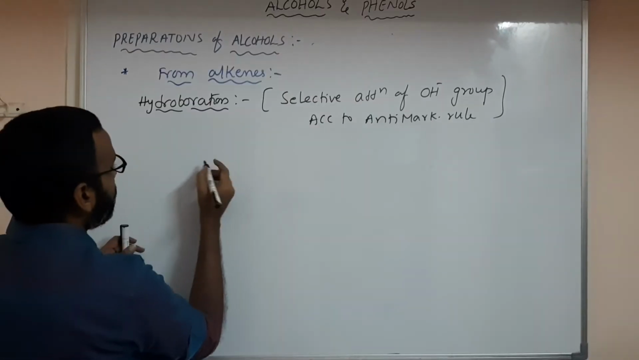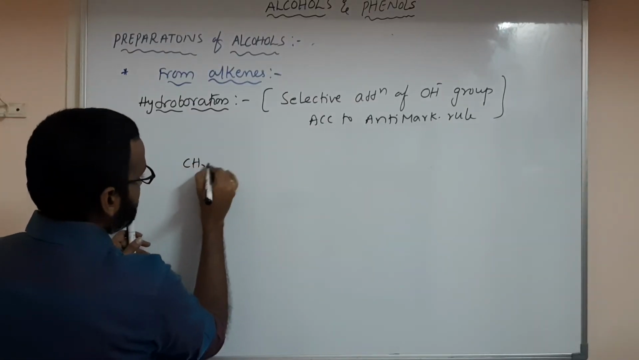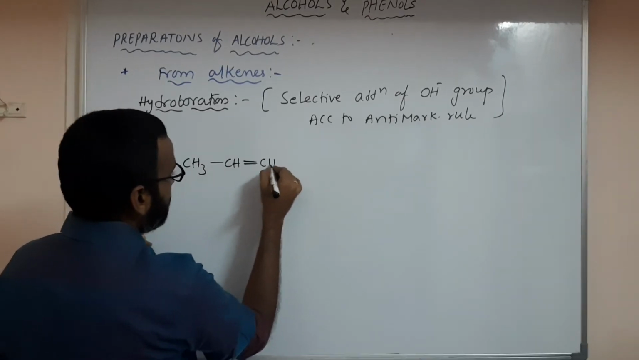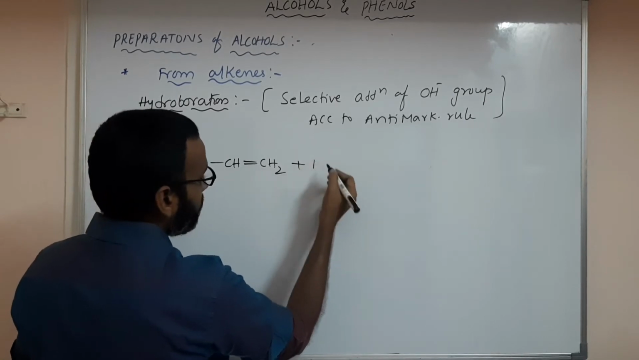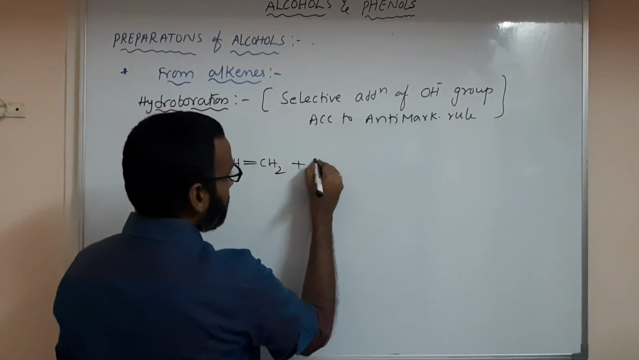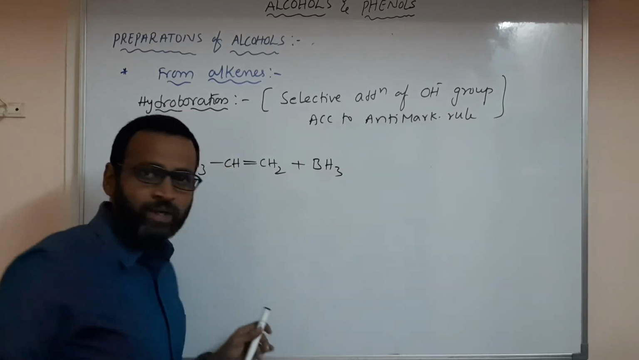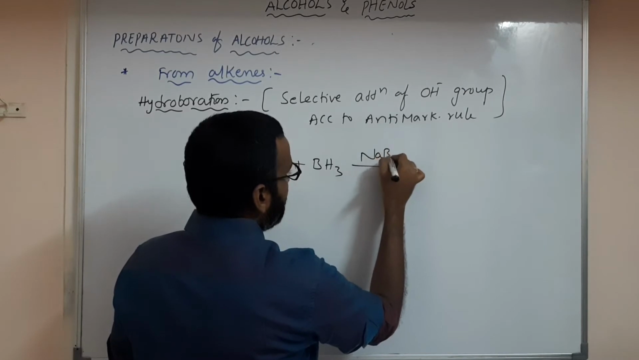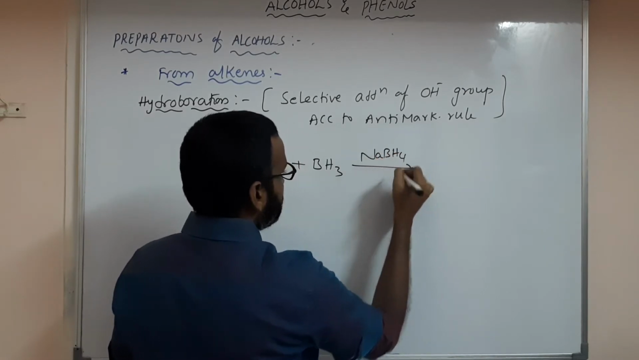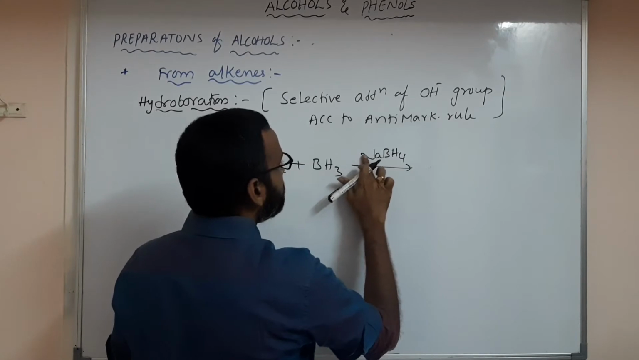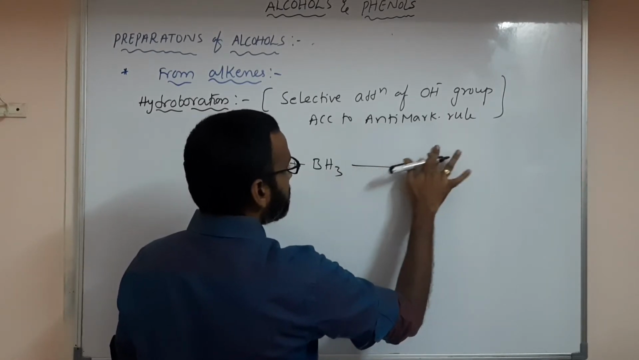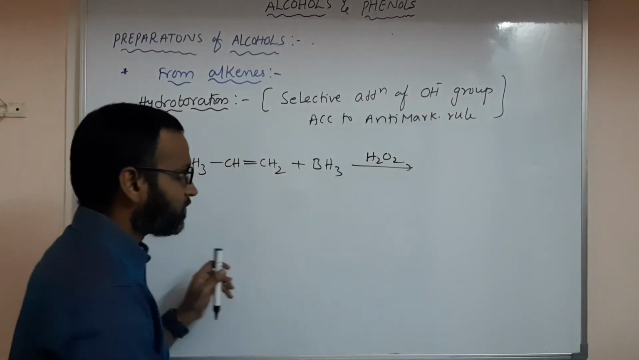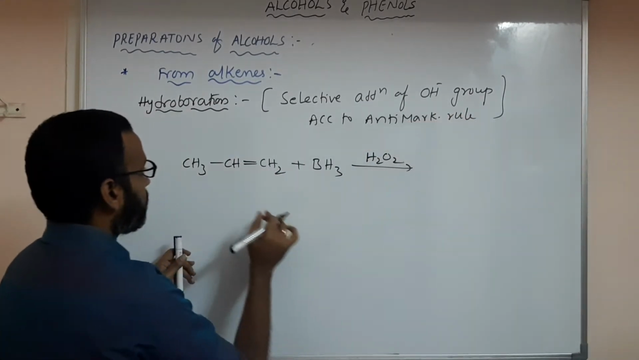So in hydroboration, what do we take? Suppose CH3, CH and double bond CH2. When I am adding hydroboration, it means BH3 or B2H6. This one is not required, sorry. Here we take H2O2, hydrogen peroxide. Then what do you get in hydroboration?